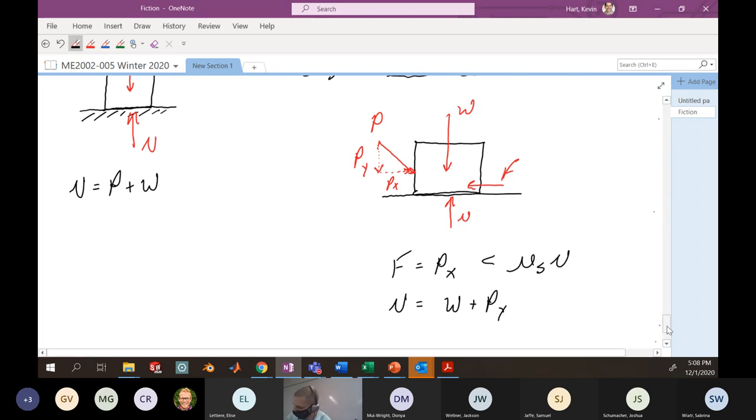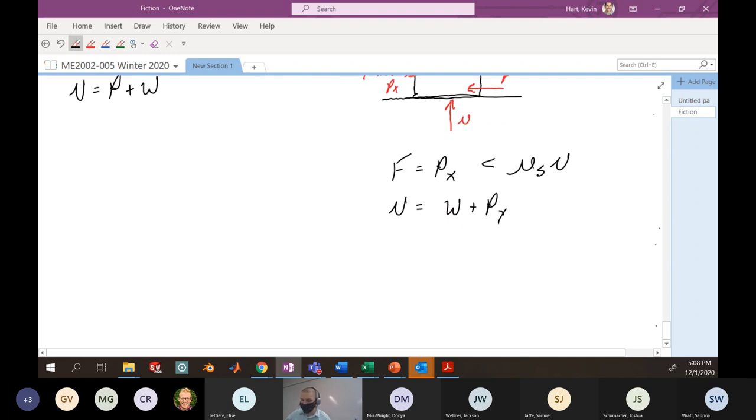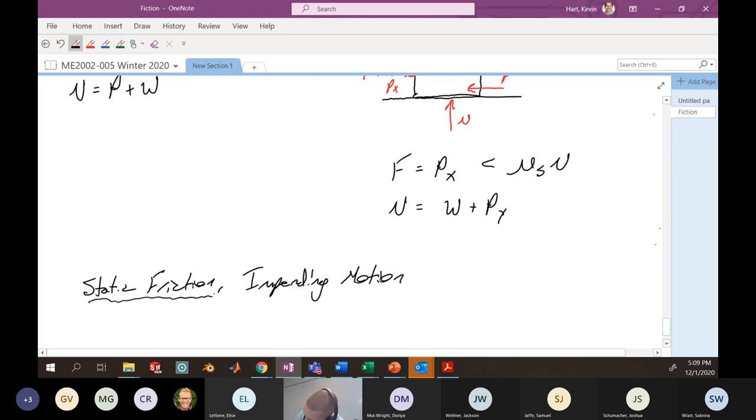Okay, so that's a case where we have friction but no motion. It's like this static sort of condition where you're not quite strong enough to push the refrigerator out of your kitchen. All right. Next, let's talk about static friction but now impending motion. And this idea of impending motion has a very specific definition.